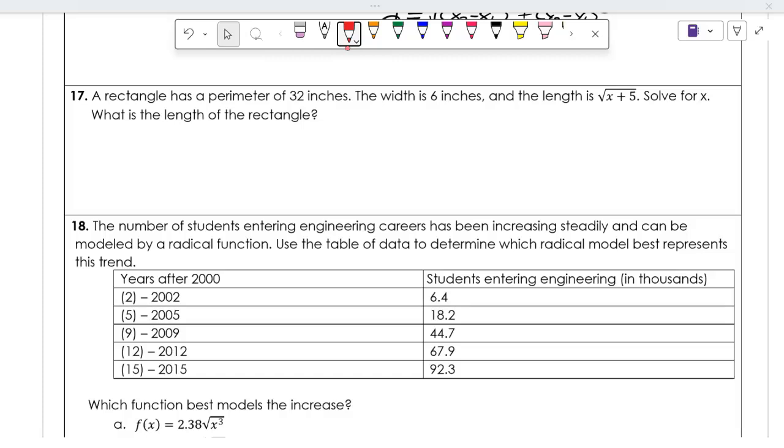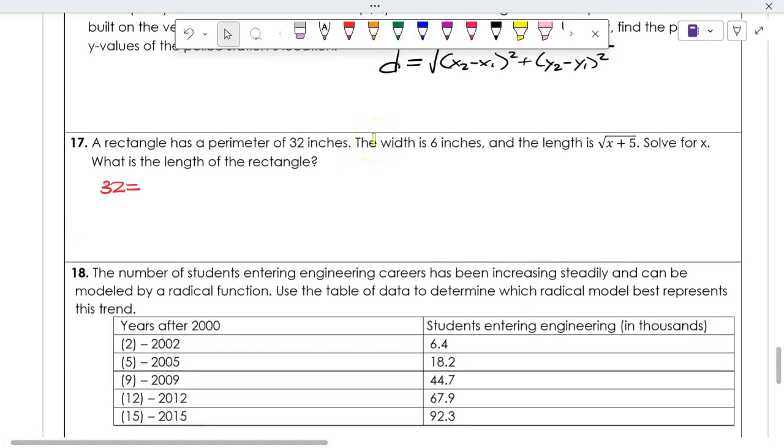So first thing that I'm going to do is I'm going to go, okay, so I got 32 is equal to, because that's my perimeter. Actually, hold on. Let's think about this really quick in terms of an equation. Perimeter and length and width. So what is the perimeter of a rectangle? Well, the perimeter of any shape is all sides added together.